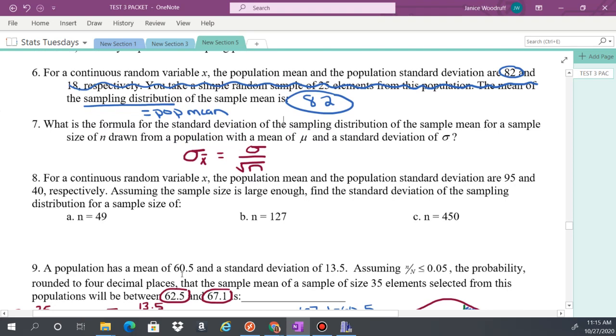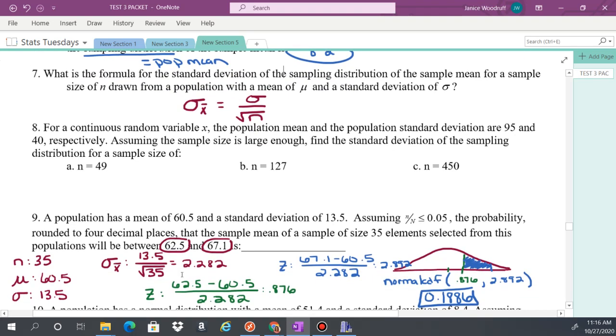All right, let's take a look at number 8. For continuous random variable x, the population mean and the population standard deviation are 95 and 40 respectively. So mean is 95, standard deviation is 40. Assuming the sample size is large enough, find the standard deviation of the sampling distribution for a sample size of, and then we have 3 different sample sizes here.